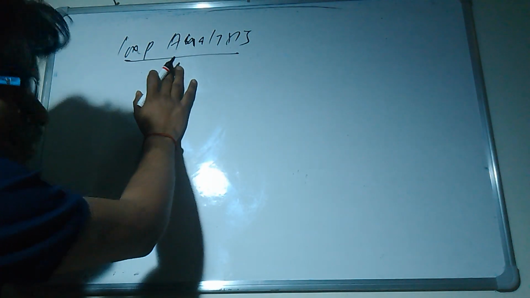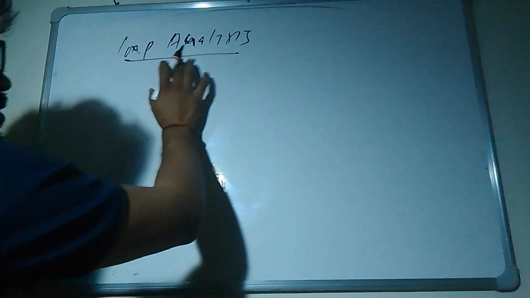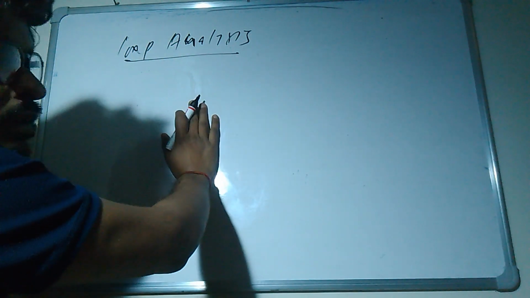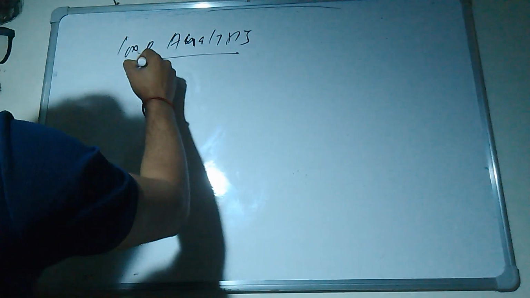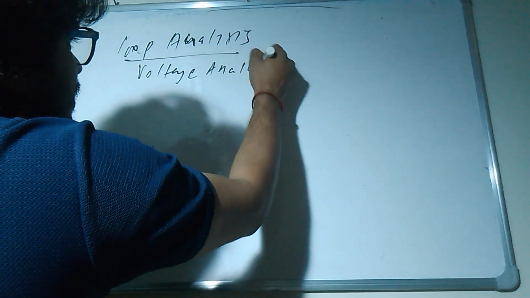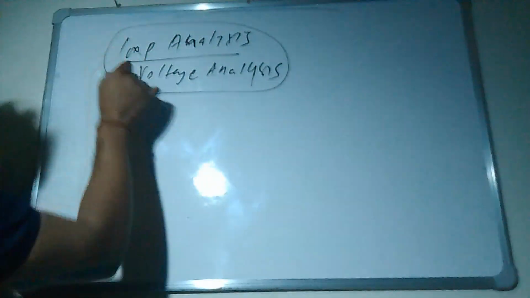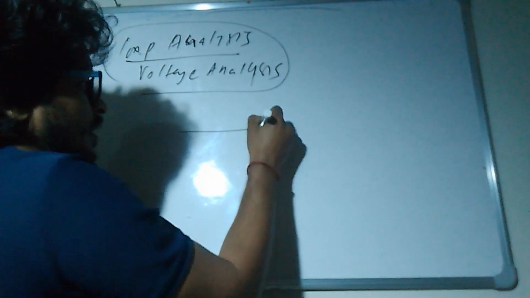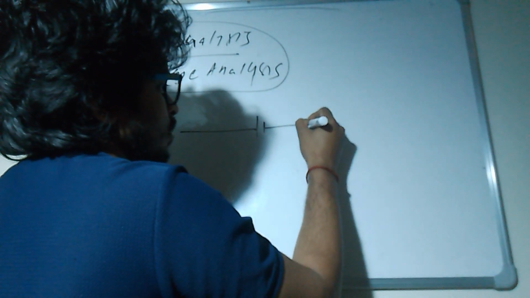Next is loop analysis. We are also applying loop analysis. Here we are applying the voltage, we are playing with the voltage. So you can also say this is voltage analysis. Basically we have a circuit over here, and you have to understand the basic thing first.